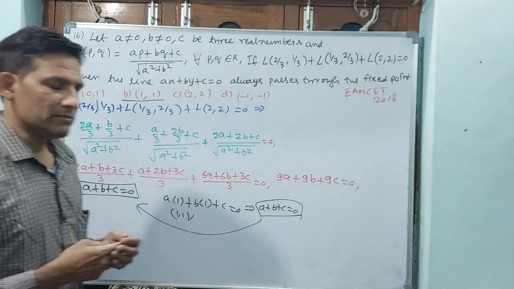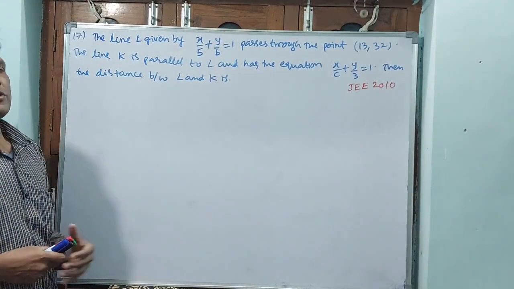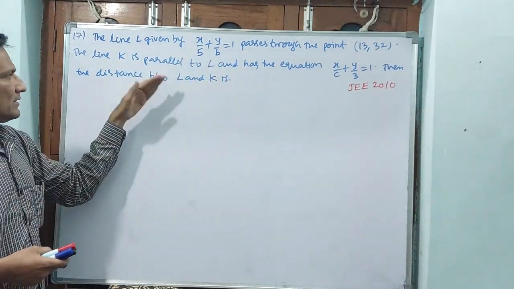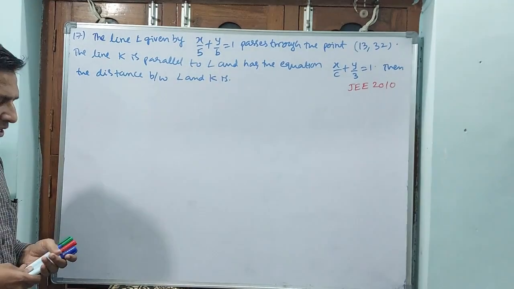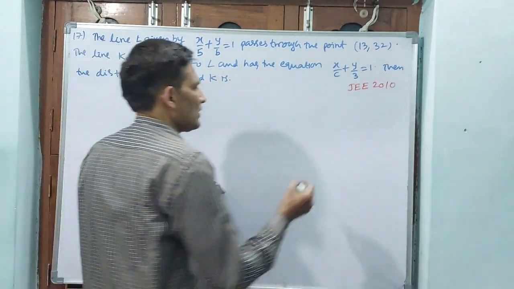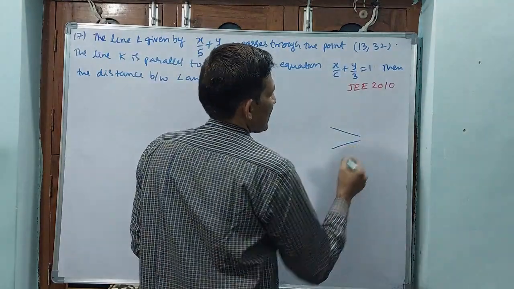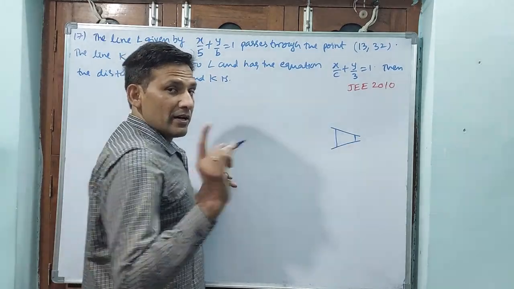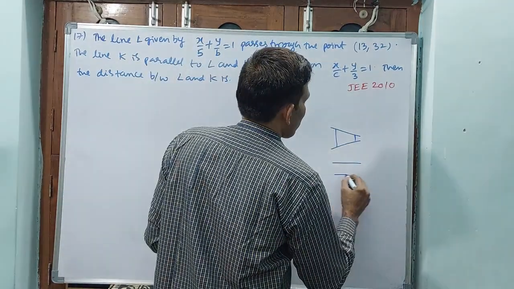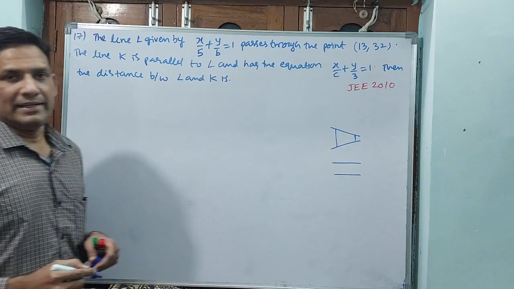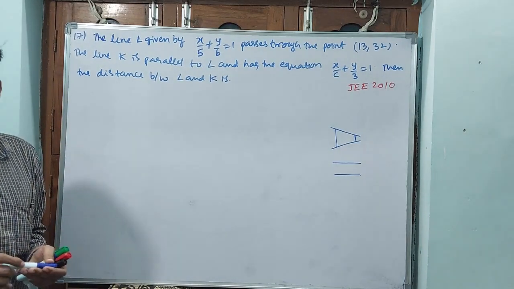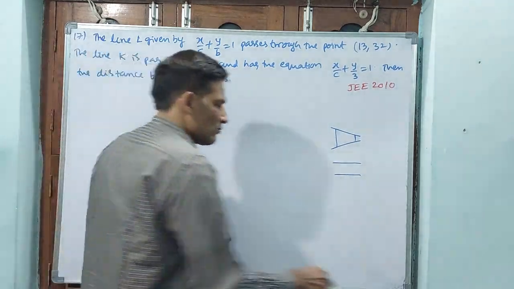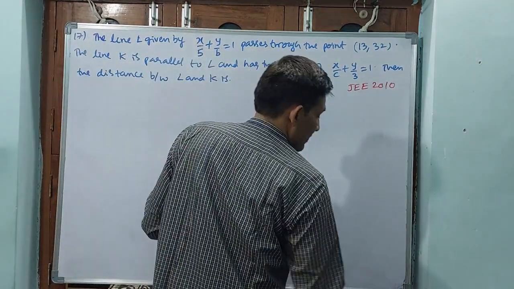Let us go for the 17th question. This is a JEE 2009 question. Two lines they have given, and we need the distance between two lines. Normally, if two lines are like this, the distance will be different at different places. That means distance between two lines is possible only for parallel lines. Whenever there are parallel lines, you can measure the distance between them. They have given parallel lines, but I am telling the concept.